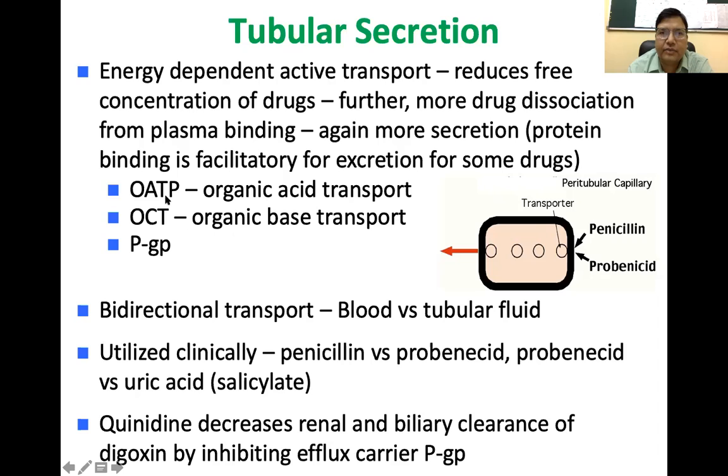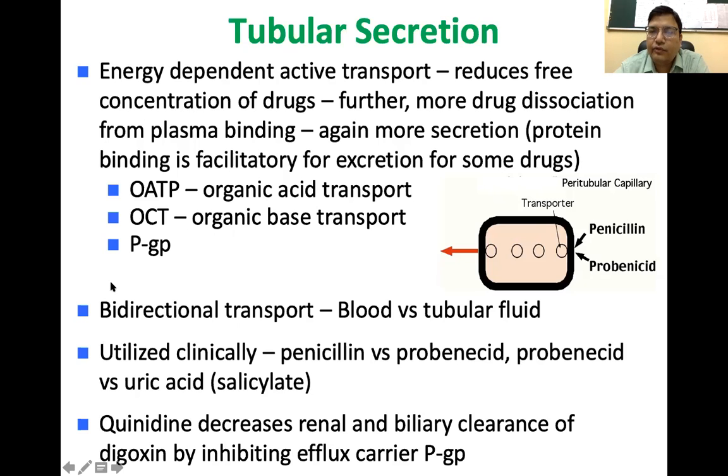So the major transporters for tubular secretion are the organic acid transporter, organic base transporter, cation transporter, and the P-glycoprotein. And one very important concept to remember over here is that this transportation is bidirectional between the blood and the tubular fluid. This bidirectional transport is because all the exogenously administered substances, whether a drug or any other xenobiotic, are moved by these transporters from the blood to the tubular fluid.